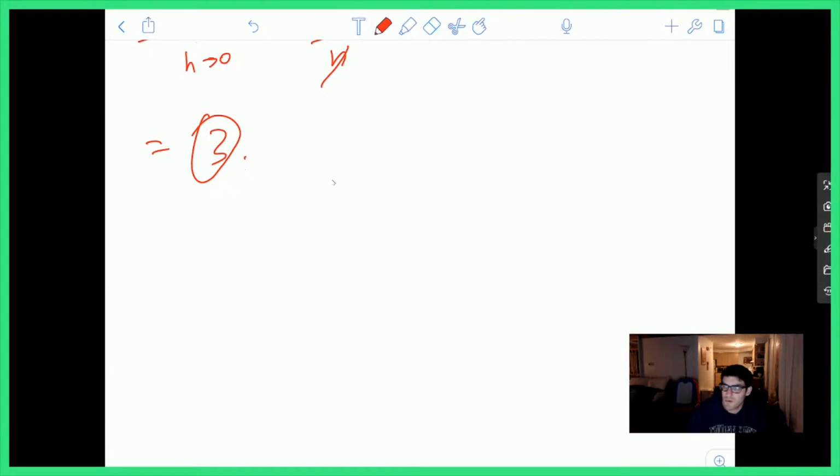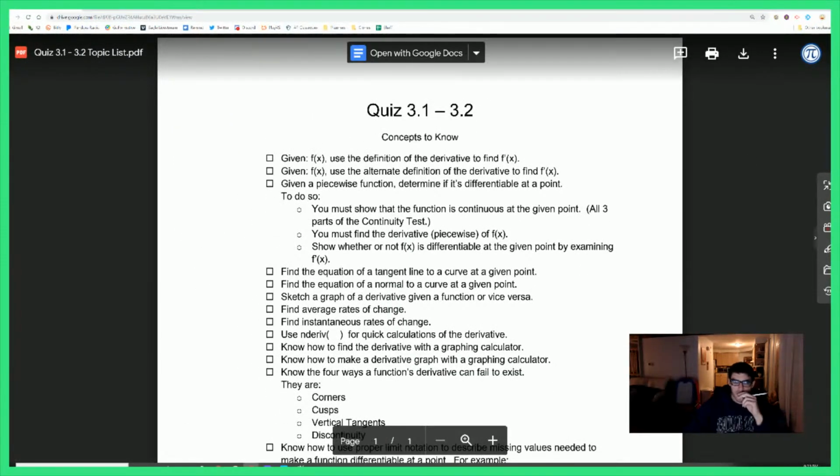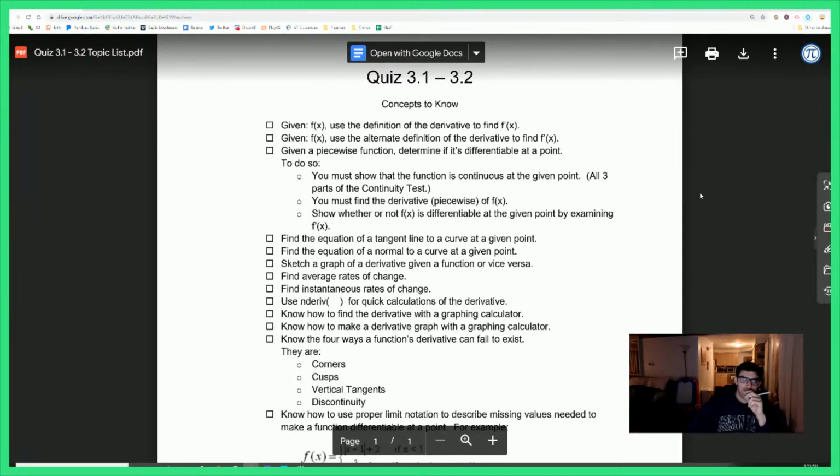I guess for the last couple seconds, I can also just pull up the topic list real quick. Where's my mouse? There you are, mouse. Topic outline. And here you are. So this is our assessment tomorrow. So we're kind of looking at the definition of the derivative.